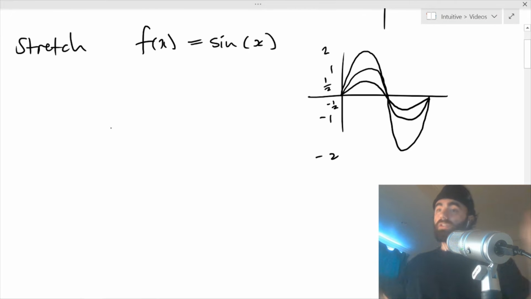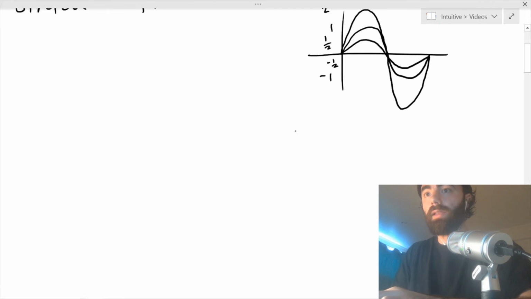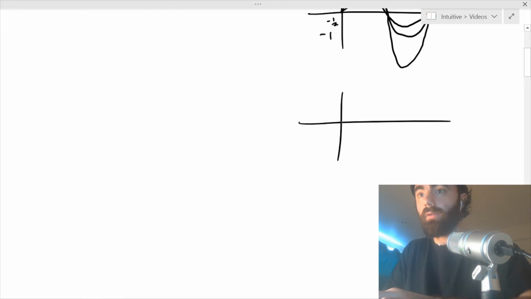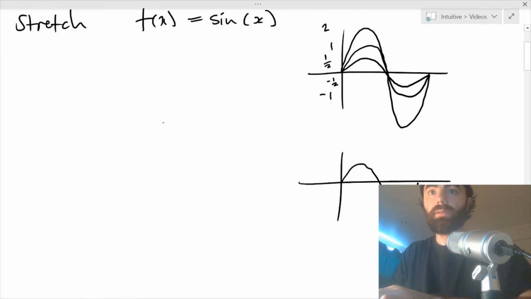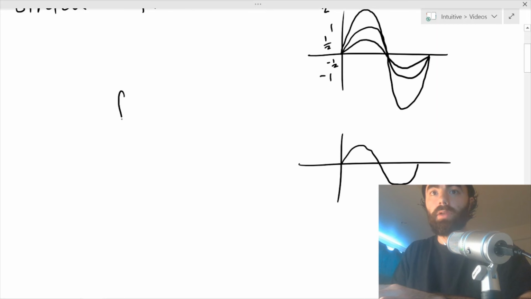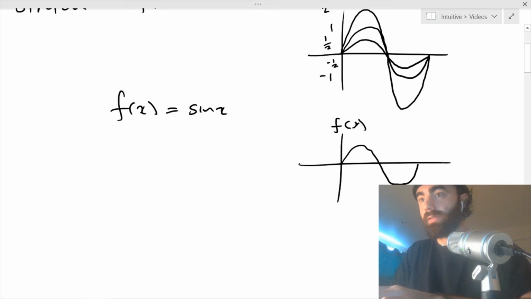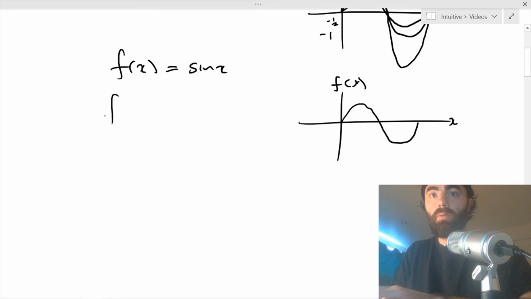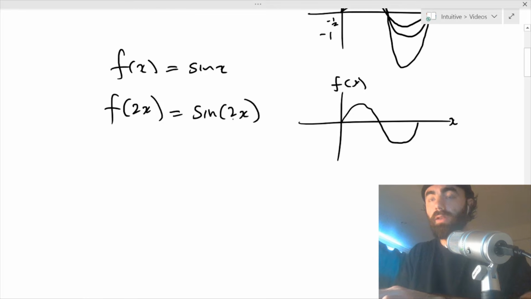What if we wanted to stretch in the x? Well, again, let's look at this sine graph. It looks like this. So we have f of x equals sine of x. This is f of x. This is x. Well, now what would this look like? Well, this would be sine of 2x. And if you know about trig functions, that means that we halve the period. So this will look like this.